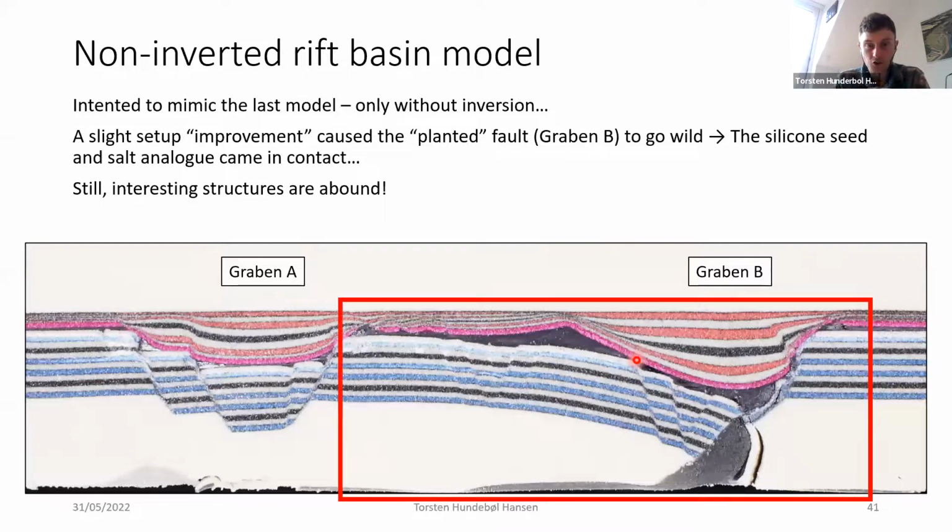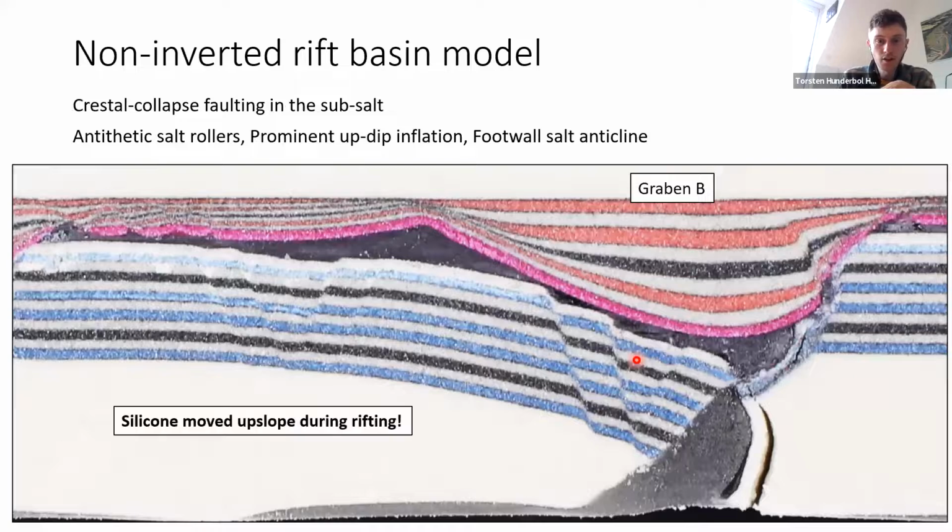I'm going to zoom in to this portion here. Oh yeah, this is for review number 2 from my paper from last year. Yes, silicone or salt did actually move upslope during rifting. I was right.